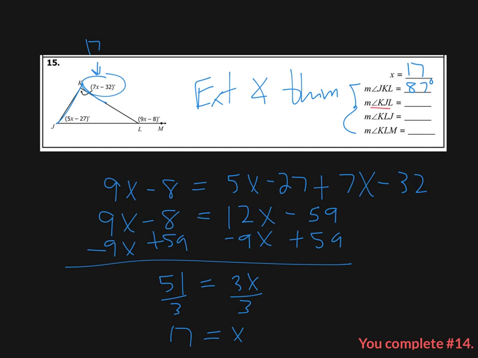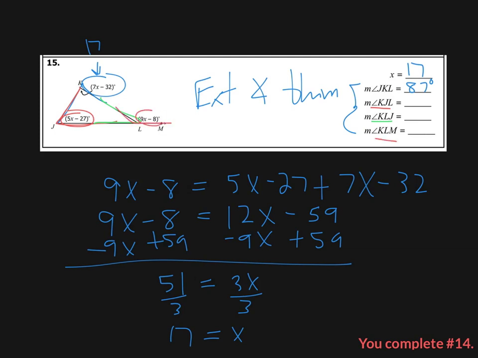KJL is going to start at K to J to L. That's this 5x minus 27. My KLJ is going to be right here. I don't have a value for that, so I'm just going to hold off for an expression. And then my last one, KLM.